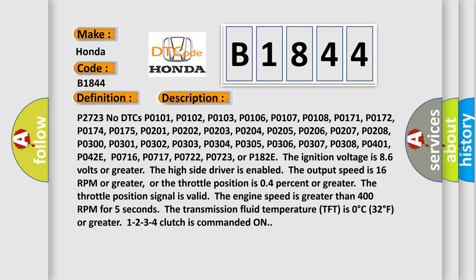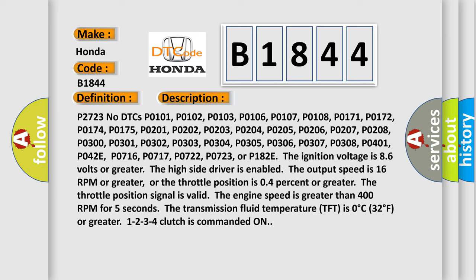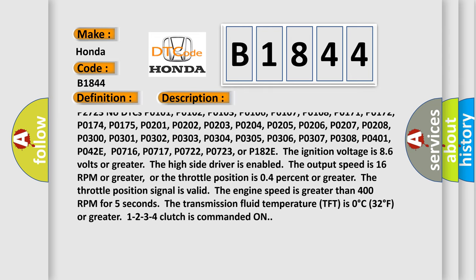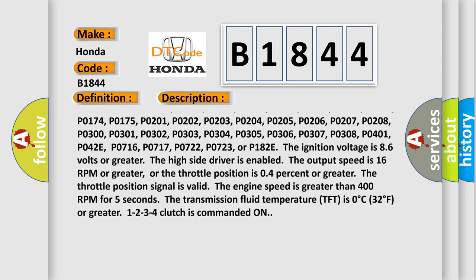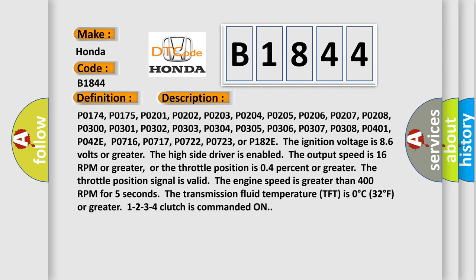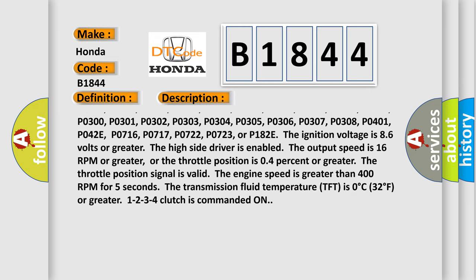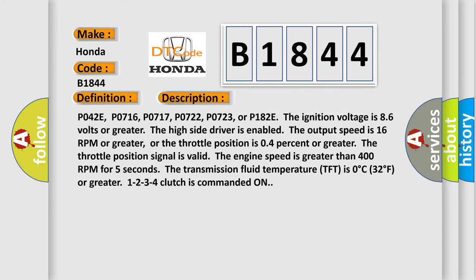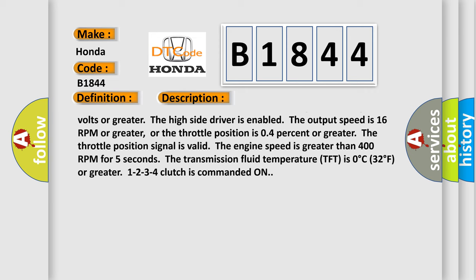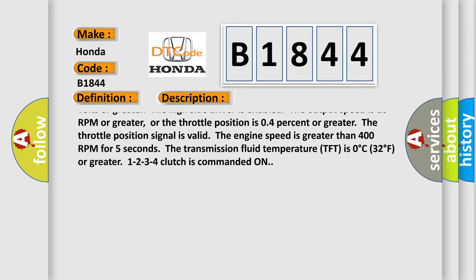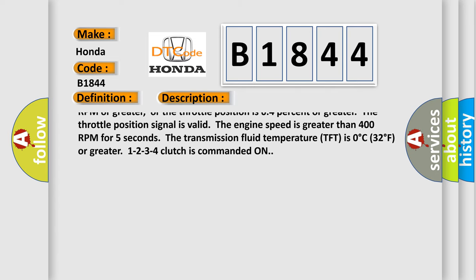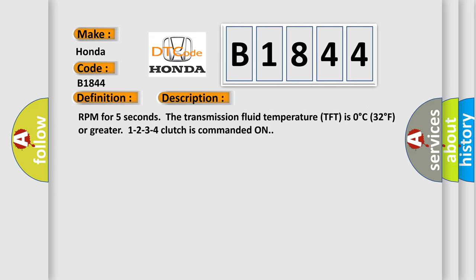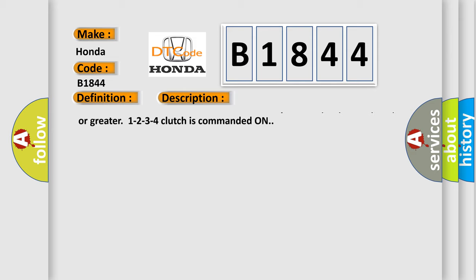P2723. No DTCs P0101, P0102, P0103, P0106, P0107, P0108, P0171, P0172, P0174, P0175, P0201, P0202, P0203, P0204, P0205, P0206, P0207, P0208, P0300, P0301, P0302, P0303, P0304, P0305, P0306, P0307, P0308, P0401, P042E, P0716, P0717, P0722, P0723, or P182E.